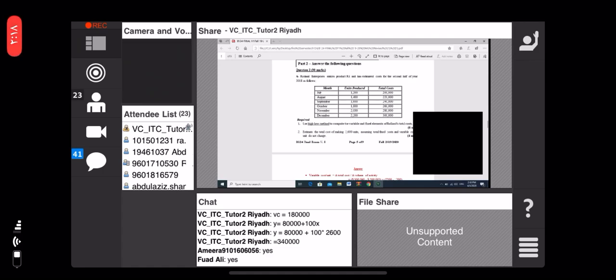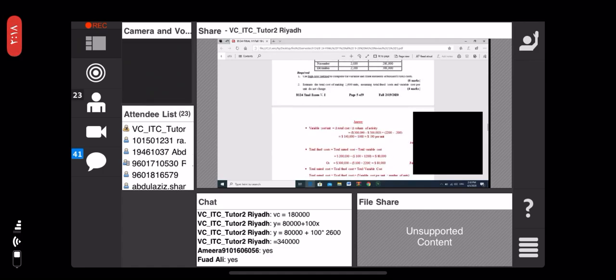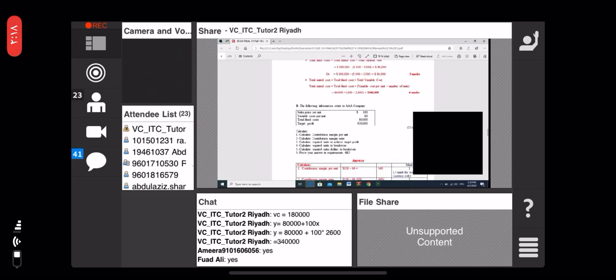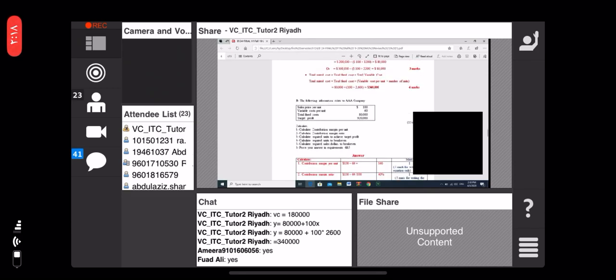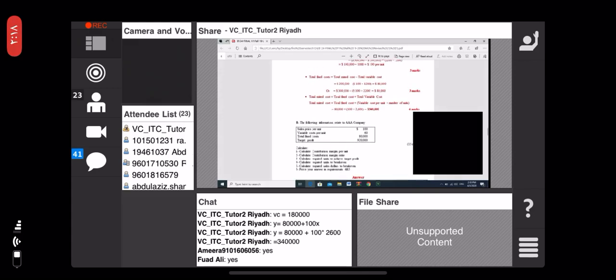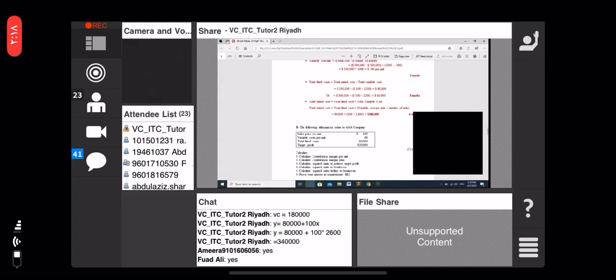After that, we will go to another question, part B. Part B, you have the following information about the AAA company: price, variable cost, fixed cost, target profit. At first, he asks you to calculate the contribution margin per unit. So contribution margin per unit, what will be equal?